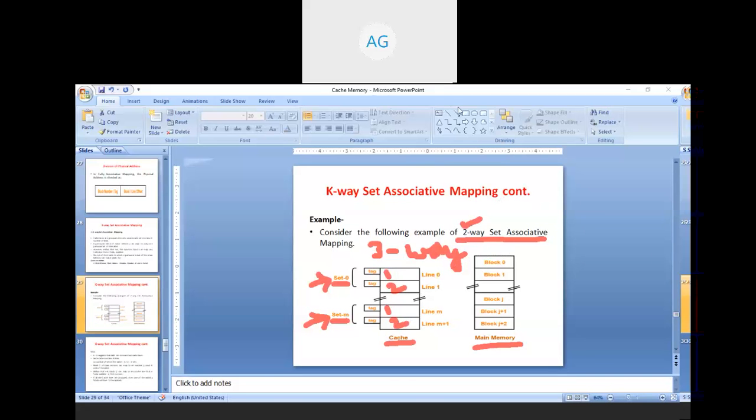So all of you understand this diagram? Just write in the chat box so that we can move further. K-way is a generalized term, and you are given the two-way or the three-way in the case of numericals. So just moving to the next slide.